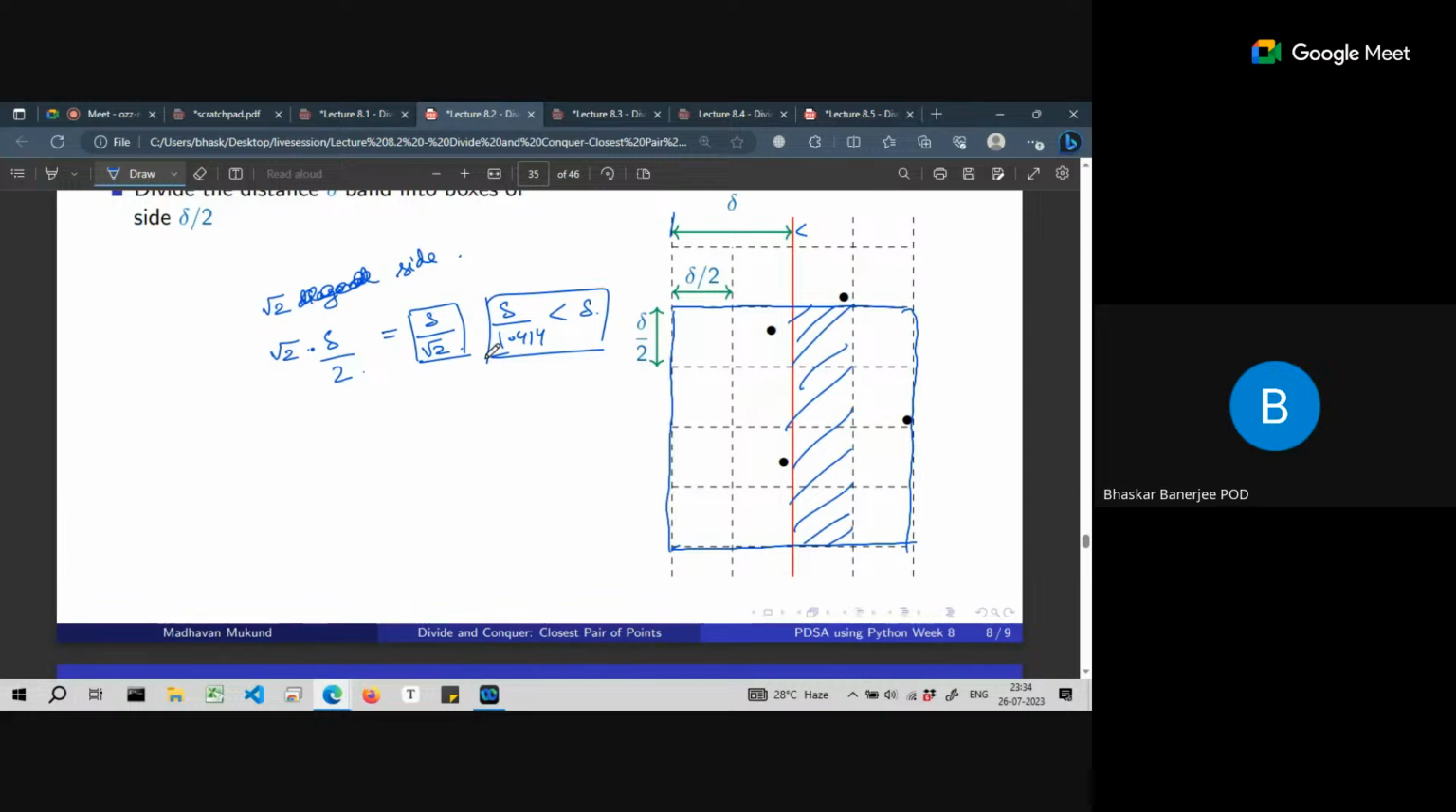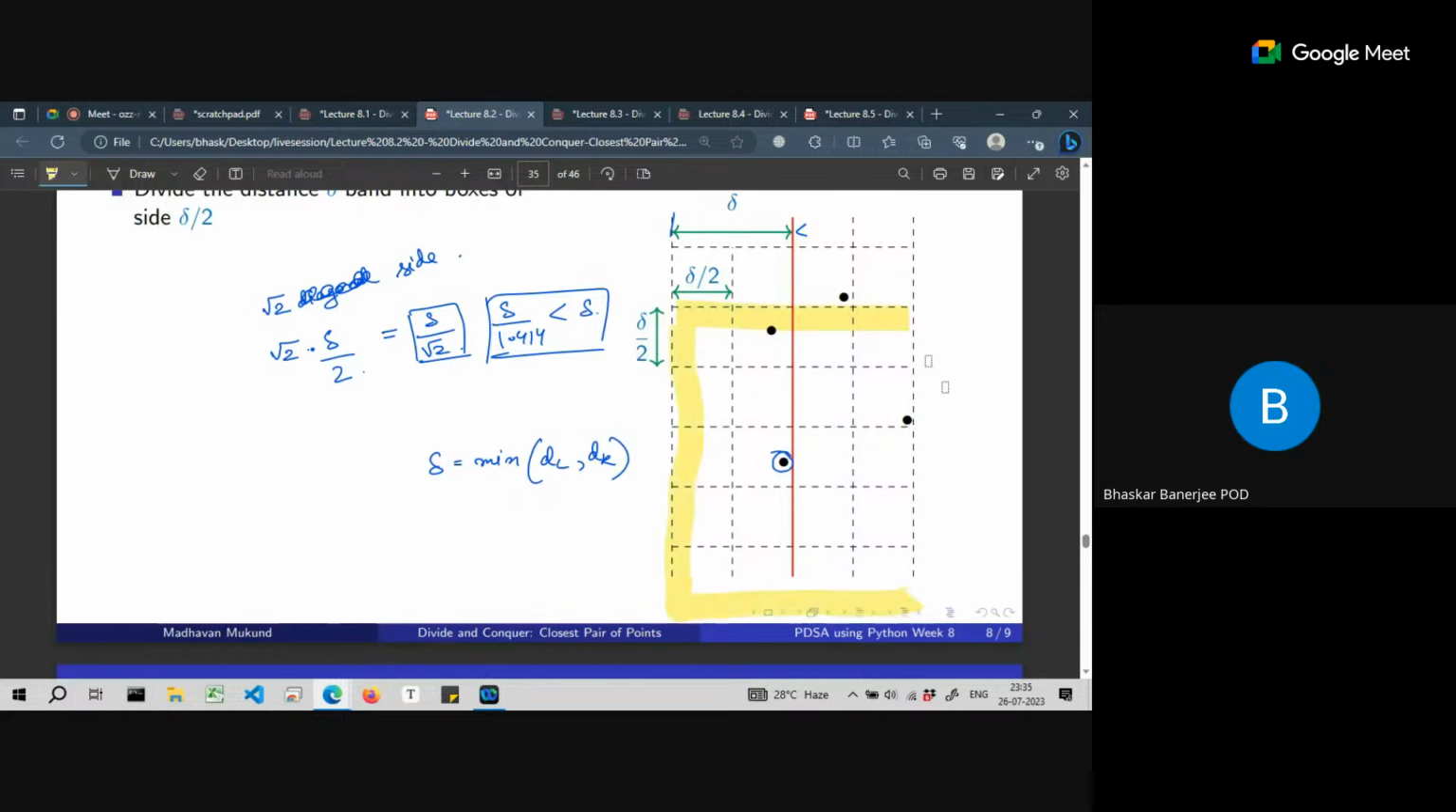So for every point, let's take an example. In the merge phase, we calculated delta by finding the minimum of d left and d right, whatever minimum distance there was on the left side and right side. Once we calculate delta, we consider all the points within this delta region of the red line. Let's say we go from bottom to top, and the first point is this one. Since this point is present within this cell, I will check 2 cells up and 2 cells down, which is this whole region. Within this, I will check all the points.